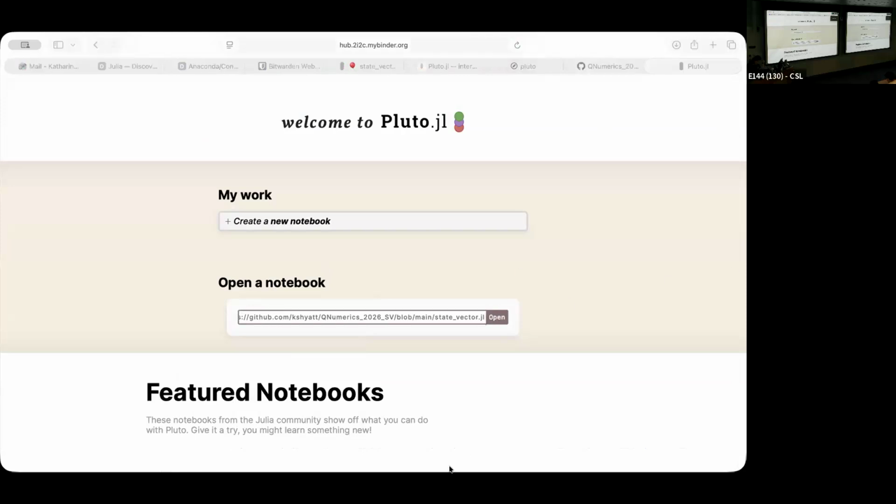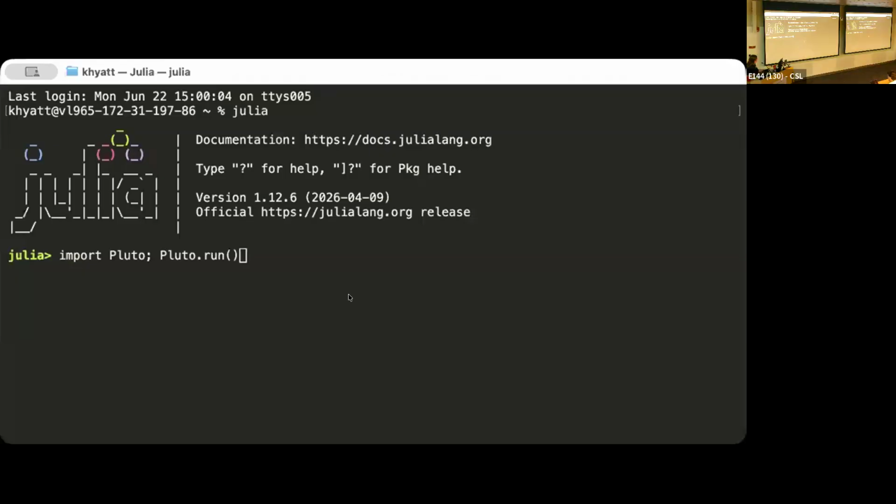So if you're using the REPL, just give me 1 sec. I'm having to manage sharing multiple windows here. How do I pick which window to share?